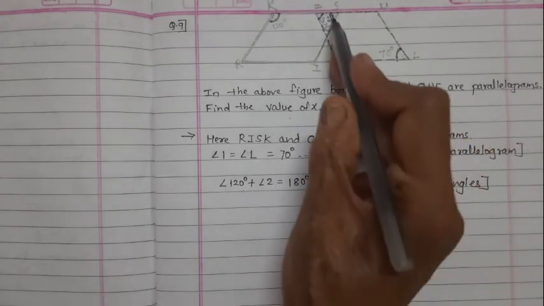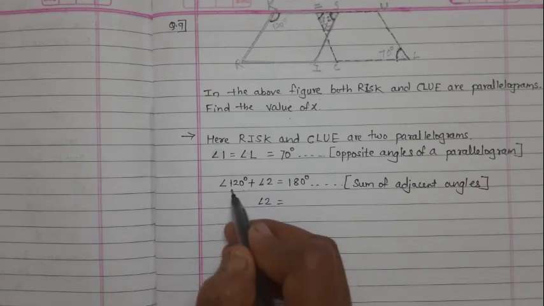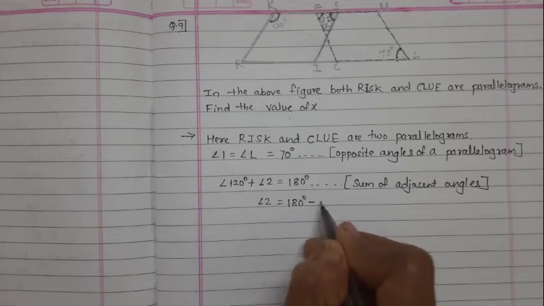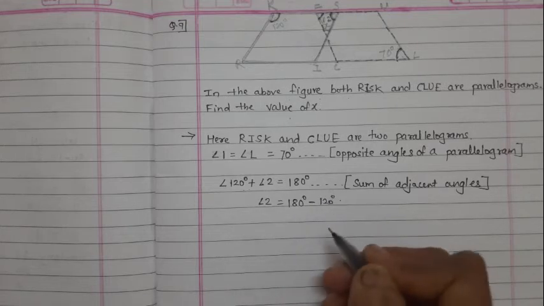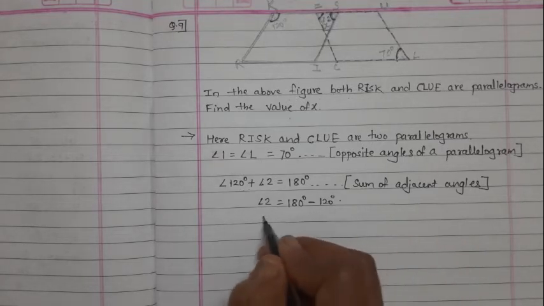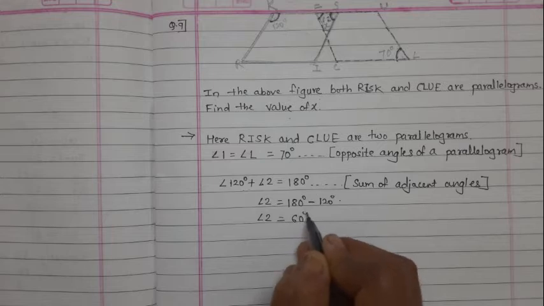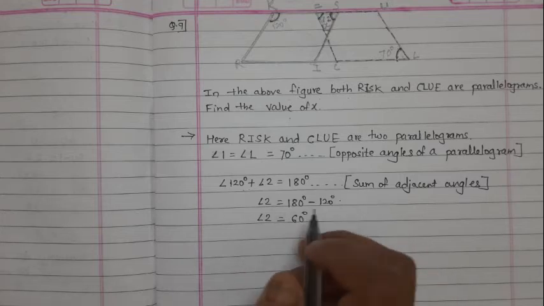Now how will we find angle 2? See, I will write angle 2 as it is. So 120 degree is here, plus; if we transfer it to the right hand side, it will become minus 120 degree. So now angle 2 is equal to 60 degree. So we got angle 2.